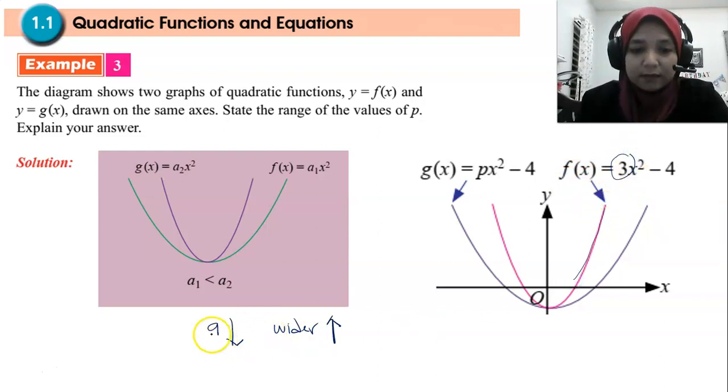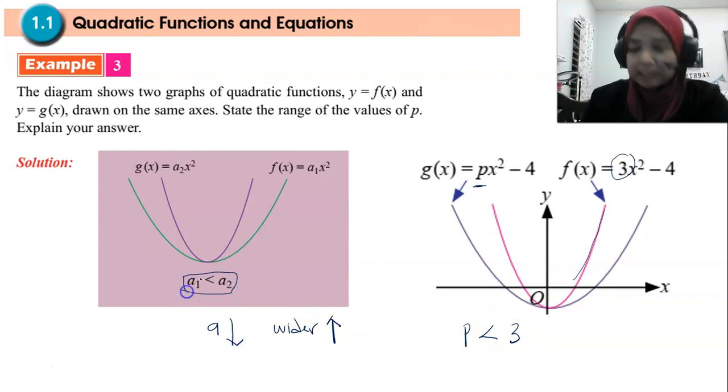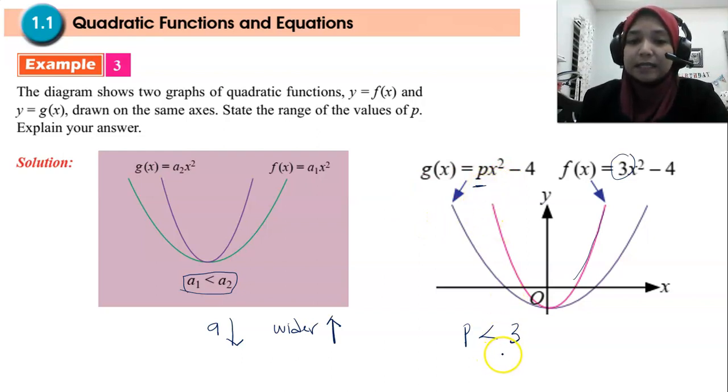So, ingat nota dia. When A is smaller, means the wider the graph. So, antara P dengan Gx dengan Fx ni, siapa ada A lebih kecil? Pandai. Nilai P is less than 3. Mestilah P less than 3, sebab kita dah belajar tadi. Siapa lagi besar, lagi luas graf dia, lagi kembang mangkuk dia, maksudnya nilai A dia lebih kecil daripada yang satu lagi. So, P less than 3.